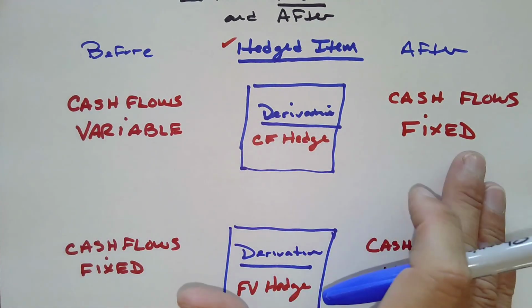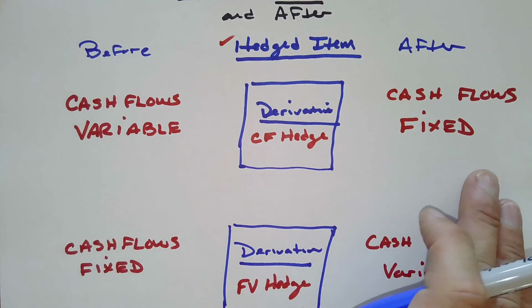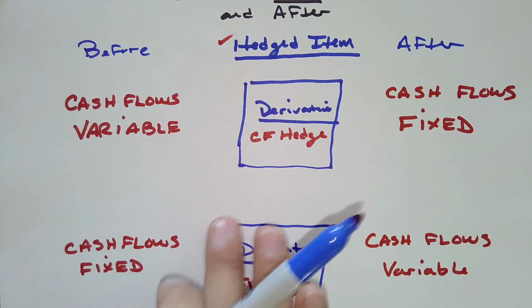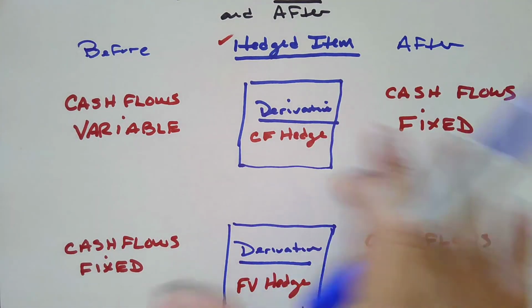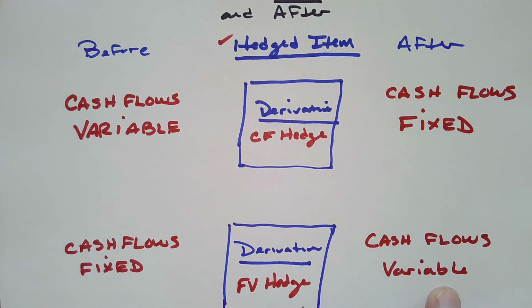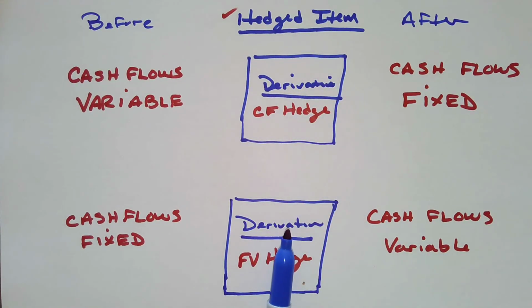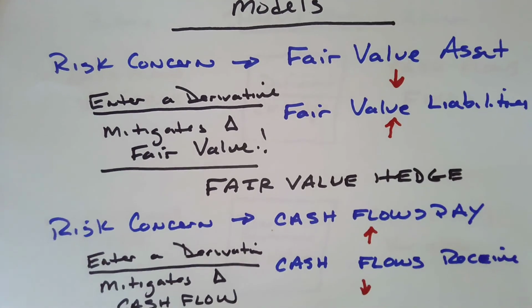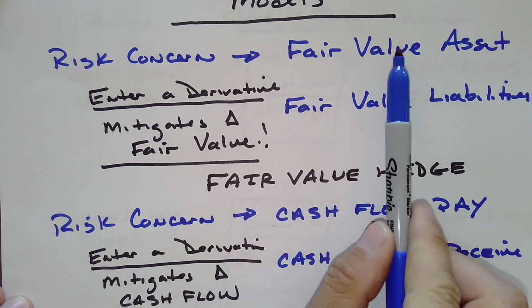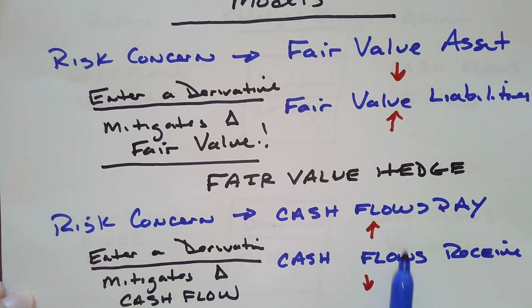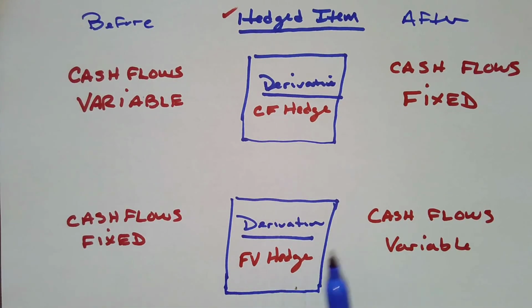So this is just a simple way of thinking about whether I am dealing with a cash flow hedge. Think about what the cash flows are before versus what the cash flows are after. Before, after. And try to think about what it is they're trying to manage here. What is the risk they're trying to identify? Are they concerned about changes in the fair value of an asset, or about changes in the cash flows? That will also help you figure out whether you're dealing with a cash flow hedge or a fair value hedge.